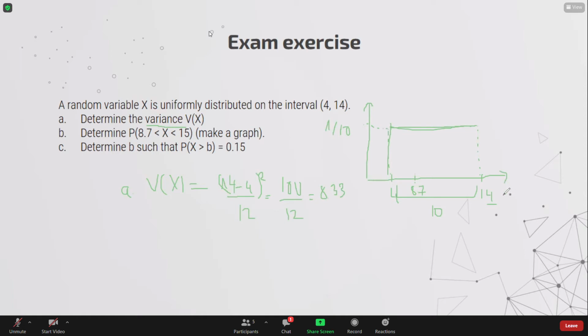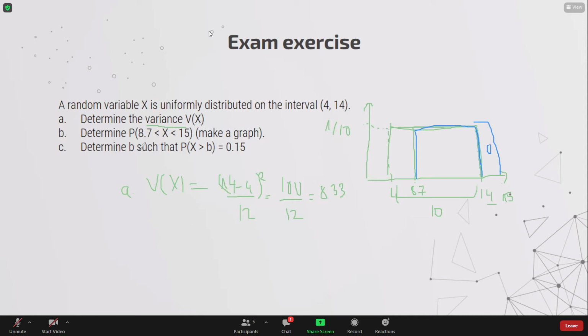So 15 is somewhere here. But if you have 15, the result will be just 0. So we have to take the last available point that we have, which is just 14. And our interval becomes this one. It says between 8.7 and 15, but here we don't have that. That's 0.